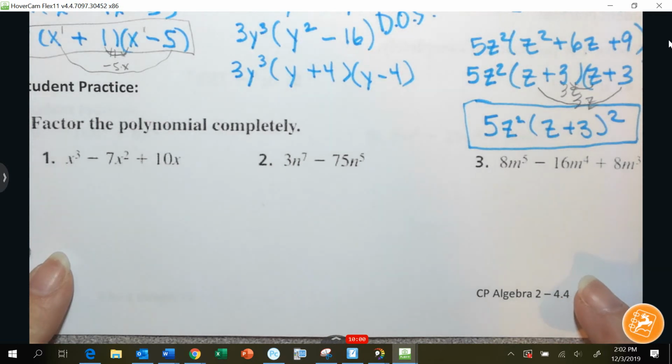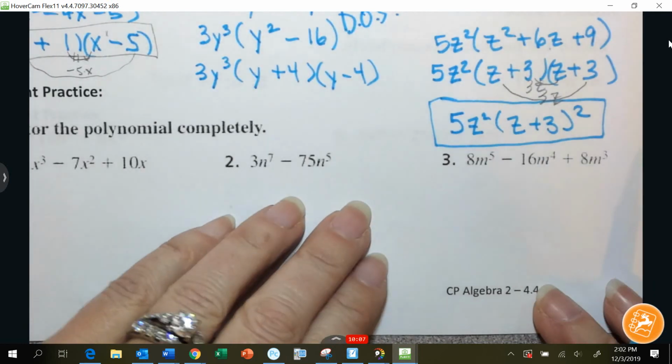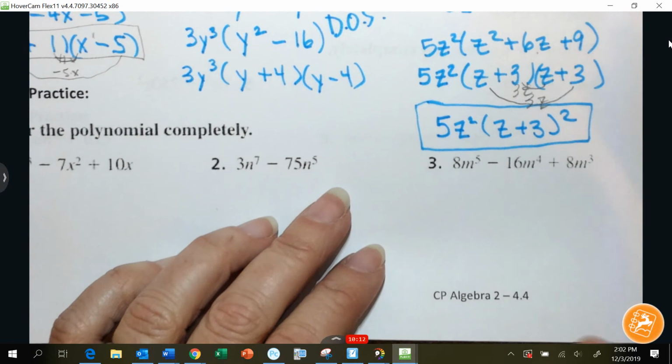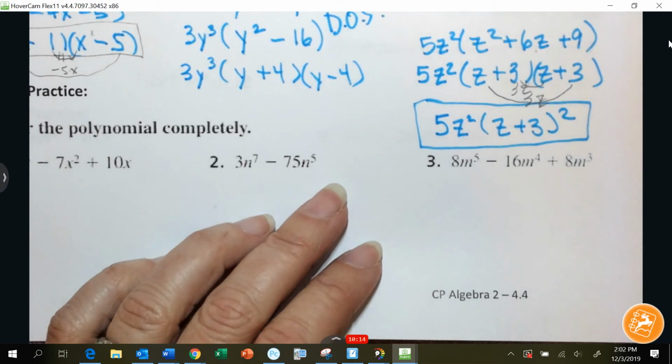Okay, number 1. Oh wait, these are student practice. Do I want to do any of these? Nah, let's keep going. No, we're good. Your turn. Turn your pages. Go. Write it down.